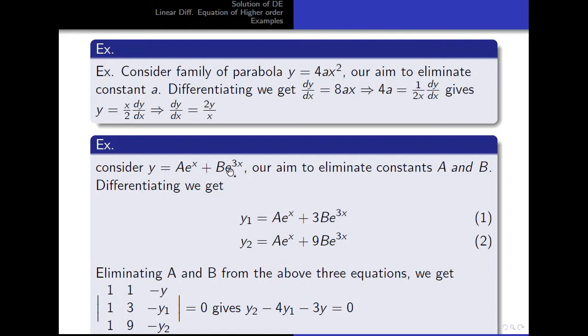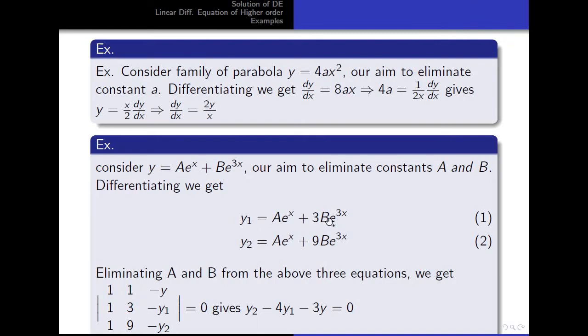The first one, y is equal to a into e raised to x plus b into e raised to 3x. Then y1 is equal to a into e raised to x plus 3b into e raised to 3x, and y2 is equal to a into e raised to x plus 9b into e raised to 3x. Eliminating these constants a and b by taking a determinant, here we'll write the components. Here a into e raised to x is common, and b into e raised to 3x is common for every equation. Therefore, the coefficient of a into e raised to x is 1. Therefore, here I am taking 1. Coefficient of b into e raised to 3x is 1 here. And this y, if we take it to the right hand side, we will get minus 1.